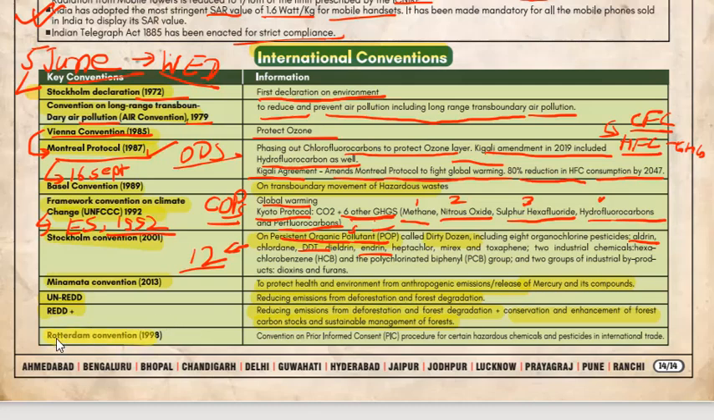Next is the Rotterdam Convention of 1998. This is the convention on the prior informed consent procedure for certain hazardous chemicals and pesticides in international trade. It means prior information is needed for certain hazardous chemicals and pesticides if they are traded internationally. This is the Rotterdam Convention. At least you should remember the aim of each and every one of these international conventions.